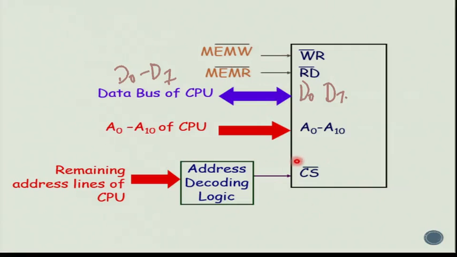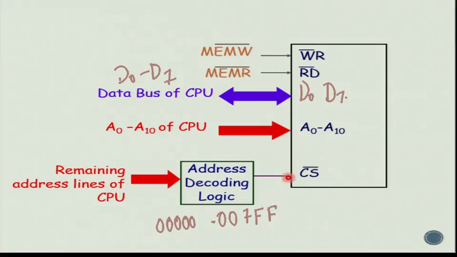Remember, at any given point of time, depending upon the address, only one memory chip must be selected. So we said that if address is going to be in the range 00000 to 007FF, then in that case the RAM chip 1 must be selected. So the remaining address lines of the CPU will be used for selecting between RAM 1, RAM 2, RAM 3 and RAM 4. So we will be designing what is called an address decoding logic, and this is going to be used for selecting the RAM chip.